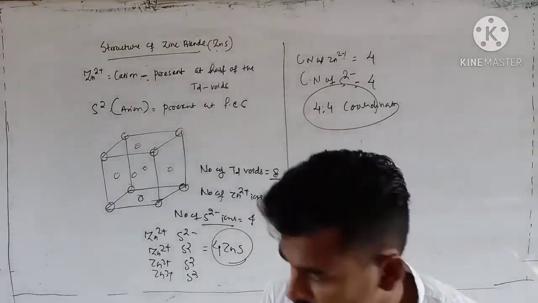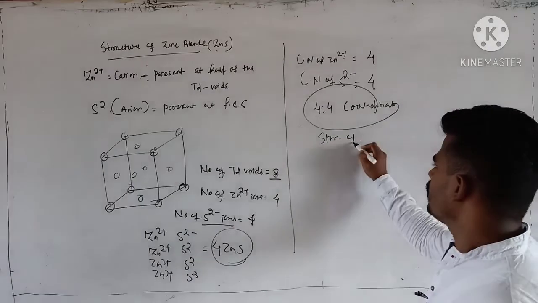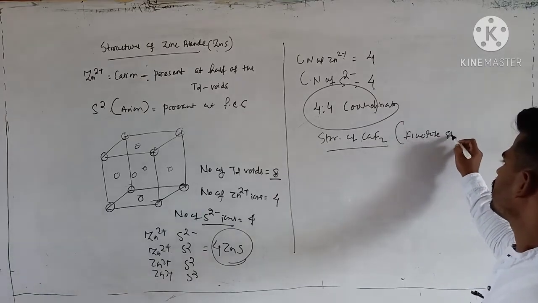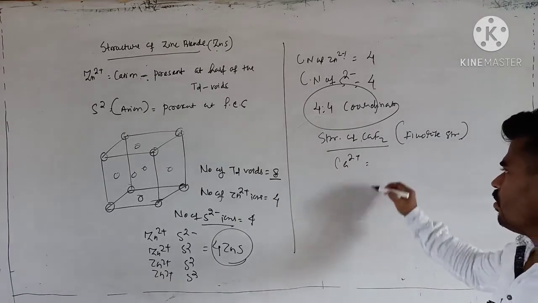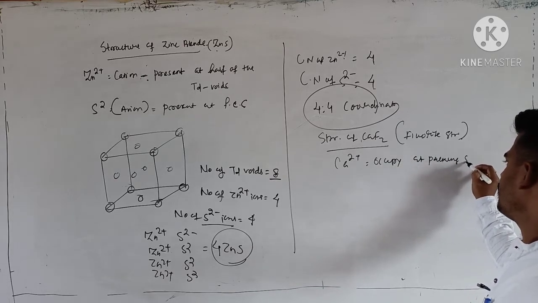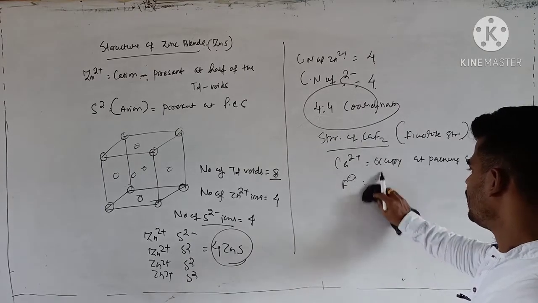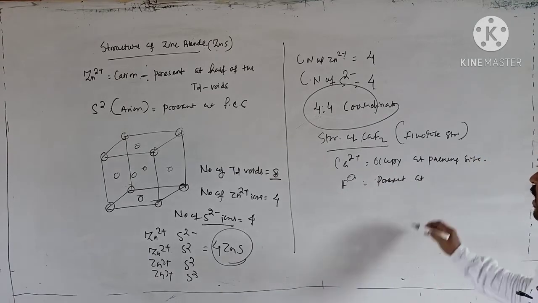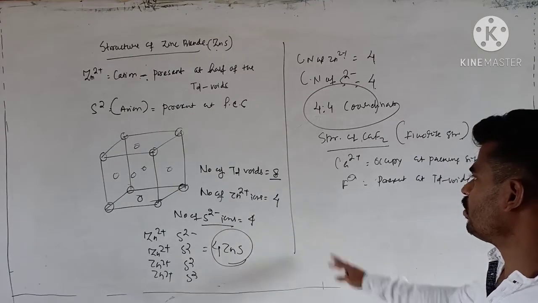Next is very important, that is calcium fluoride. Let's say the structure of CaF2, that is the fluorite structure. Here you just remember that Ca2+ ions occupy the packing sites. Here the concept is reversed. The F- ions are present at tetrahedral voids. In the voids, the anion is there due to its smaller size compared to calcium.